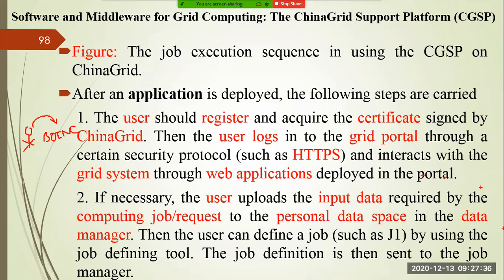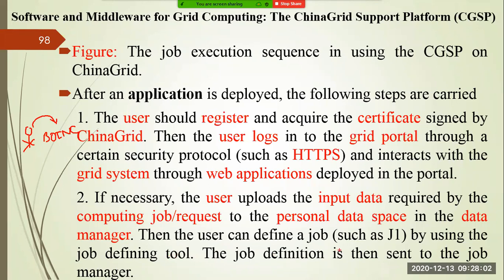Then the user can define the job, let's say the job name is J1, by using the job defining tool. For example, you have submitted one job, you are generating one ID, that is job 1. I am submitting one, I am getting job 2. Another person is doing it, that is you are getting job 3. Or one user also can create multiple jobs as well, right? So this job defining tool is going to define this.